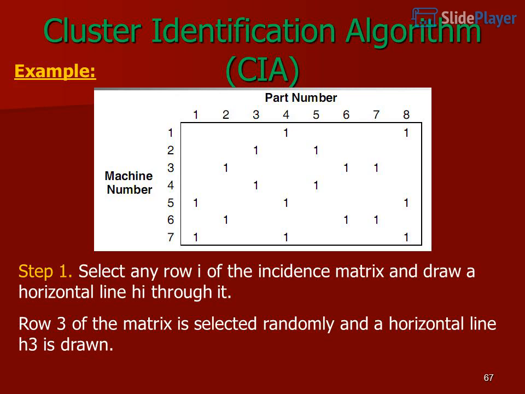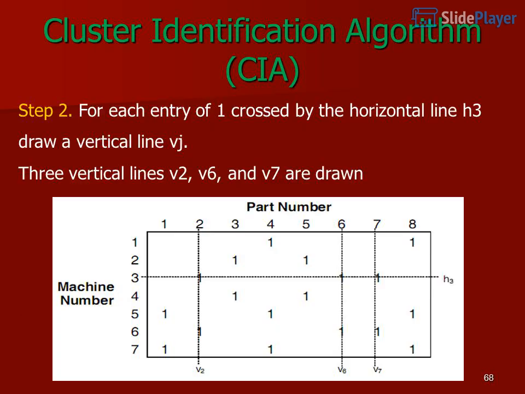Example. Step 1. Select any row i of the incidence matrix and draw a horizontal line Hi through it. Row 3 of the matrix is selected randomly and a horizontal line H3 is drawn. Step 2. For each entry of 1 crossed by the horizontal line H3, draw a vertical line Vj. 3 vertical lines V2, V6, and V7 are drawn.